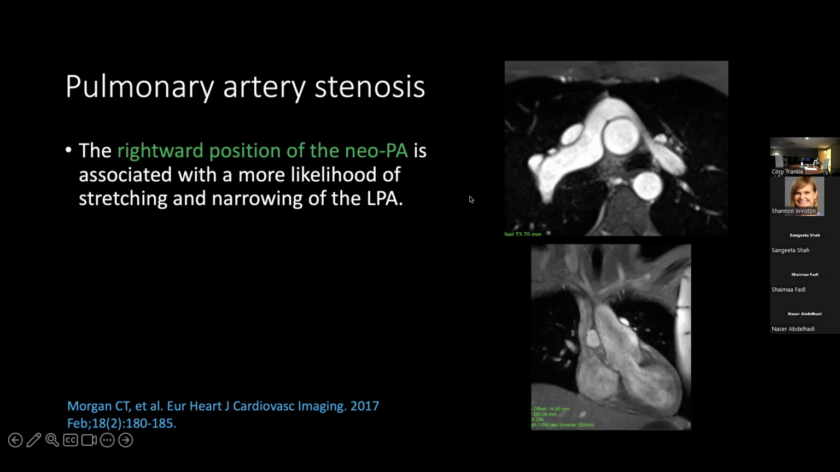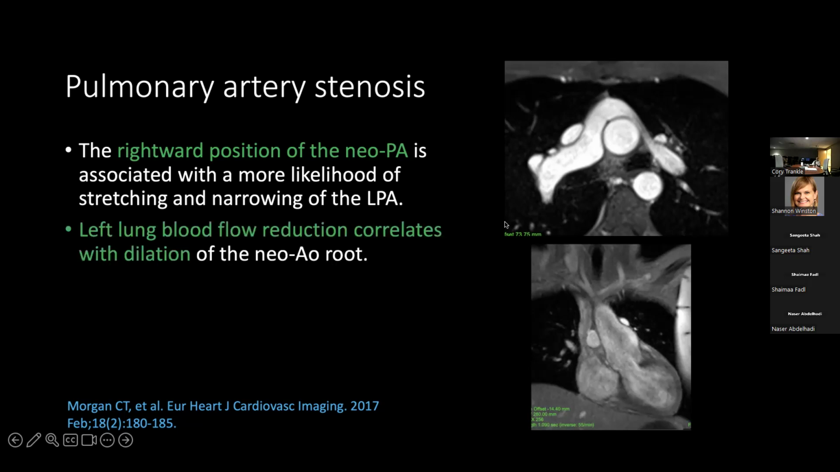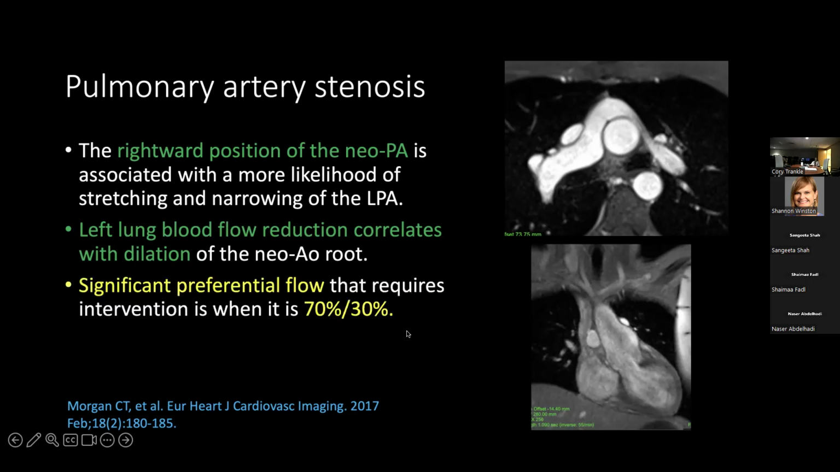And the left PA is more commonly narrowed when compared to the right PA. And usually left lung blood flow reduction can happen. And this was correlated in one of the studies with the new aorta root dilation. We call it significant preferential flow, and it requires some intervention, when the preferential flow is reaching 70 to 30%. But in this patient it was less than that, like 60-something and 40%.